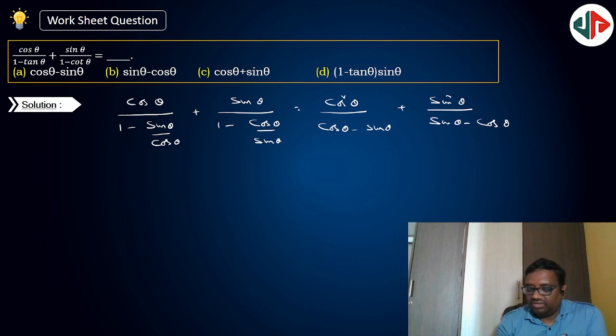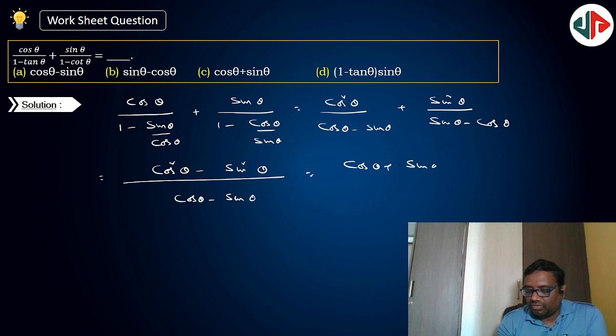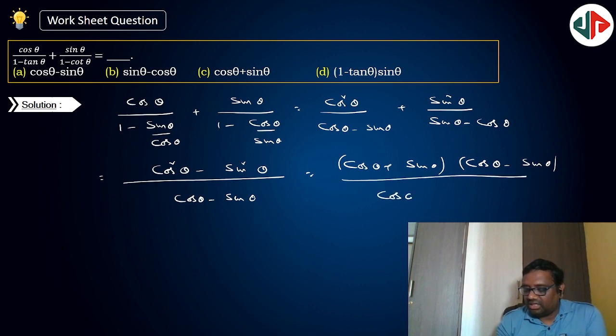If you take LCM as cos theta minus sin theta, then this value will become (cos square theta minus sin square theta) by (cos theta minus sin theta). So it is nothing but (cos theta plus sin theta) into (cos theta minus sin theta), a square minus b square, by (cos theta minus sin theta). So the final answer is sin theta plus cos theta.